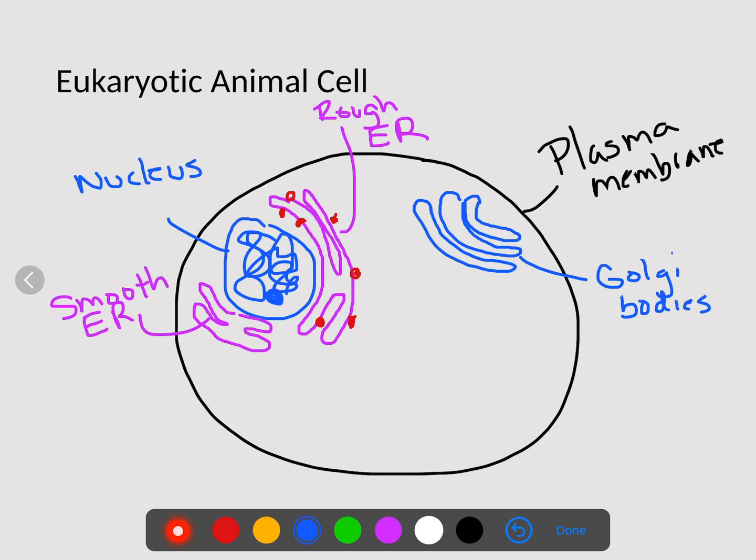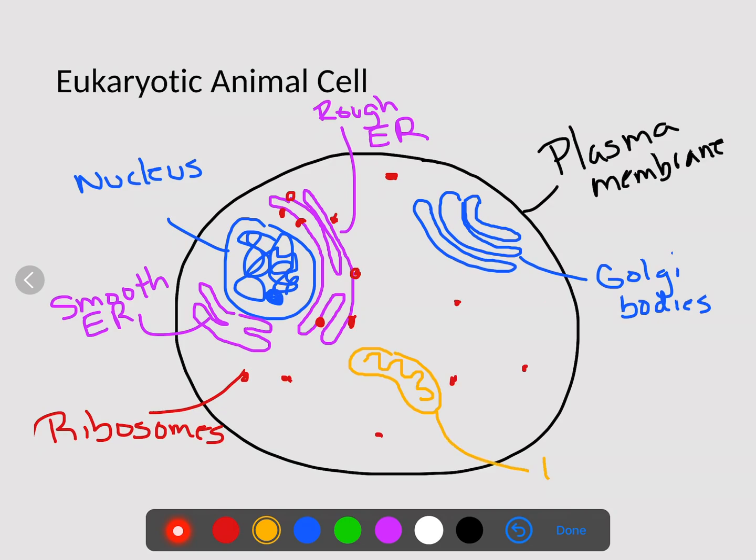Now, again, if you were paying attention in the last one, there's also these structures floating in the cytoplasm or the liquid of the cell where proteins are produced. They are also located in the rough ER, called the ribosomes. And we also have one of the most important structures in animal cells, and that is the mitochondria. Now remember, the mitochondria has these folds to increase surface area to increase ATP production inside of our cell.